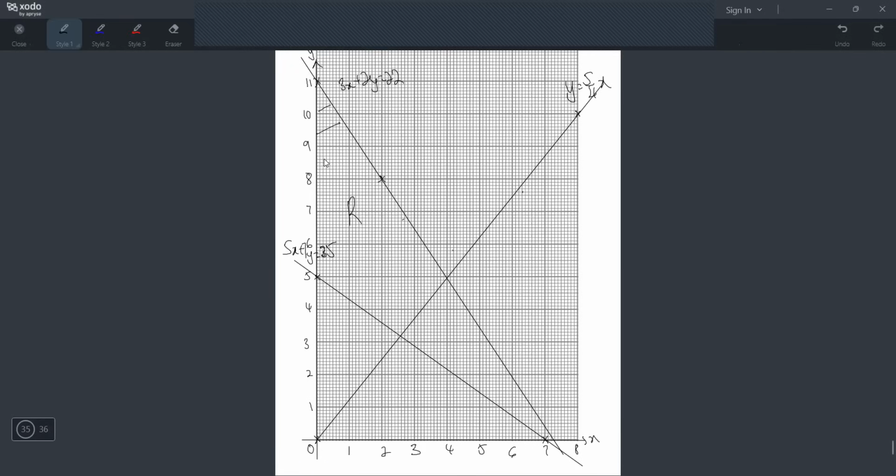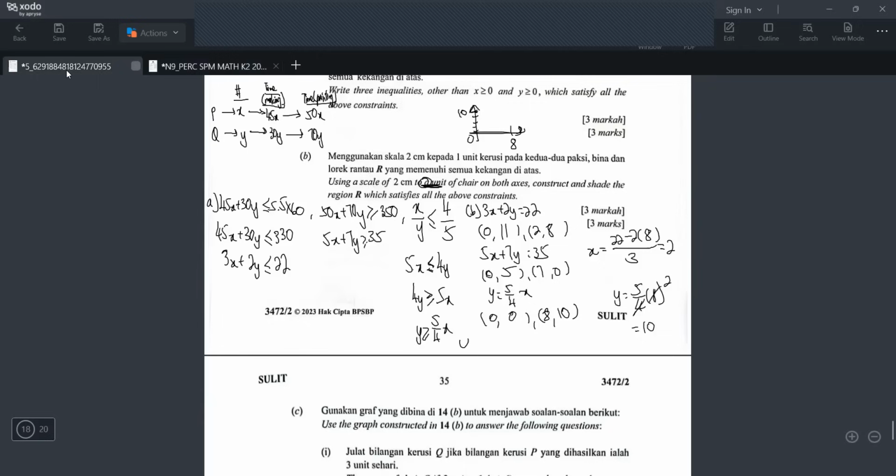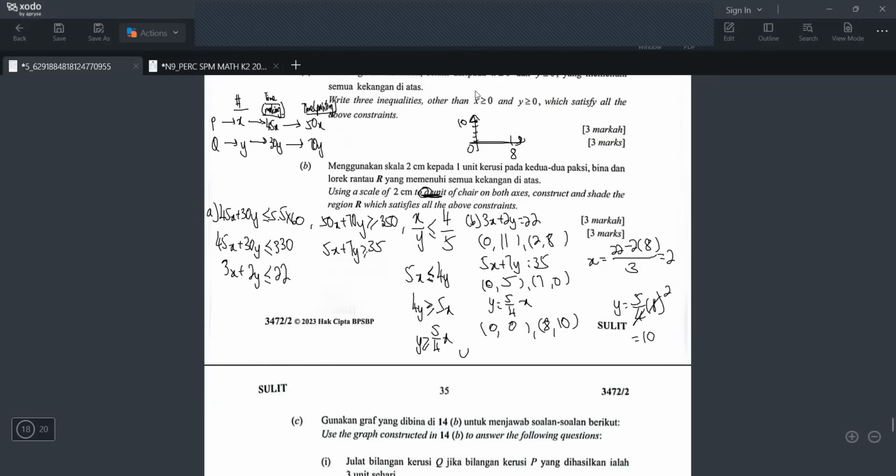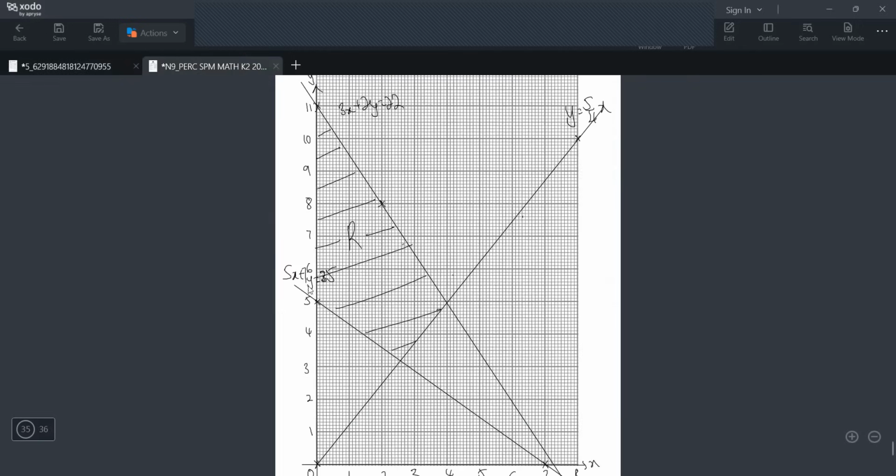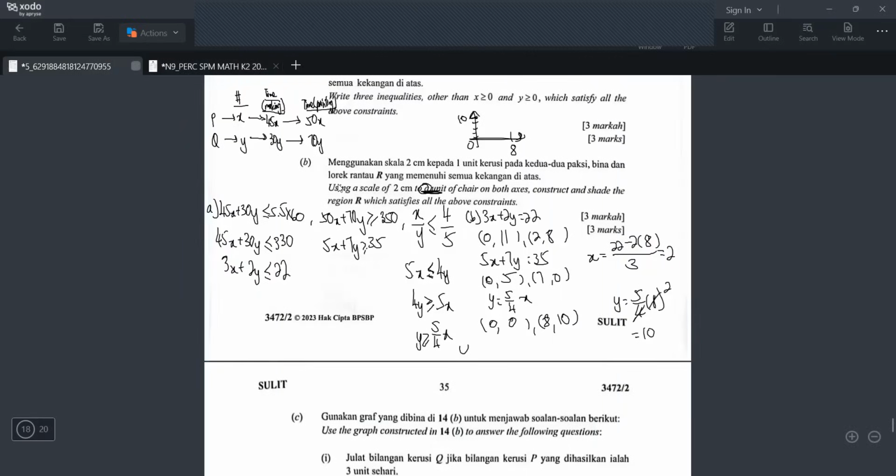Now you know your R. Now it's time to shade. Be careful not to shade until this side, right? You cannot shade until this part, because they mentioned already x bigger than 0 and y bigger than 0. It means everything has to be in the first quadrant, so you cannot shade until here. Okay, so that's part B.